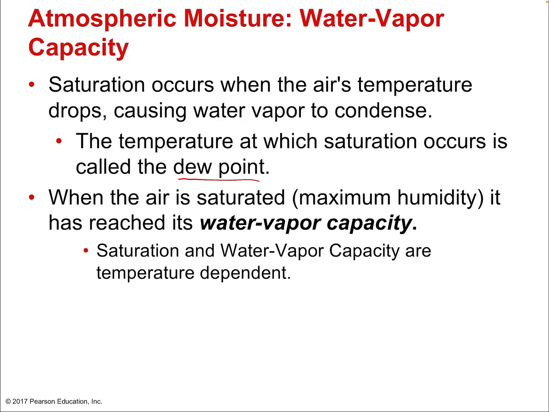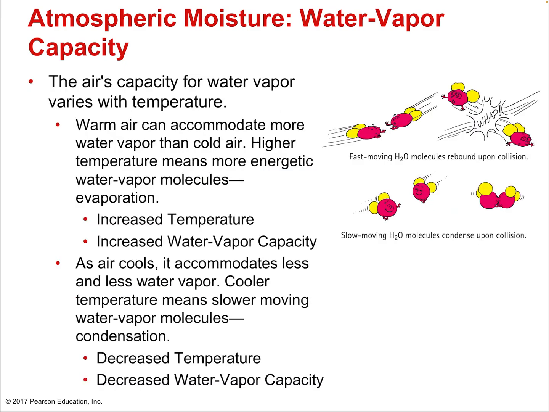We're going to bring those back together because it's important to see that connection between temperature, dew point, and humidity, okay? So when the air is saturated at maximum humidity, that's 100% humidity, it has reached its water vapor capacity. Saturation and water vapor capacity are both temperature dependent. They're not fixed values. It's not like air just has one particular maximum amount. It can hold more when it's hot. It can hold less when it's cold. Okay? So the air's capacity for water vapor varies with temperature.